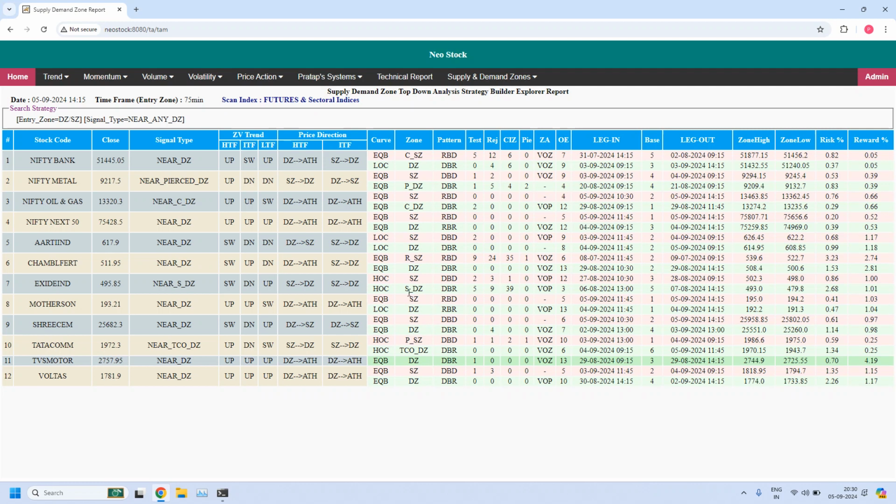And we have Exide Industries already tested 5 times and 9 rejections from this zone. If you can find a fine-tuned 5-minute zone, a fresh fine-tuned 5-minute zone, you can plan a trade, or any high liquidity 5-minute zone also available, you can trade. That support multi-testing.